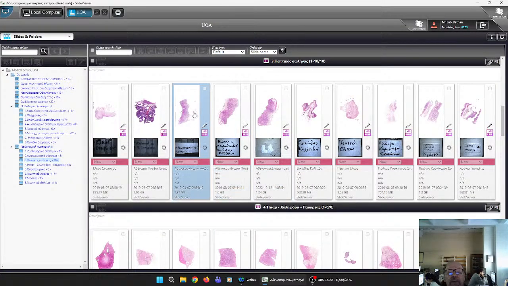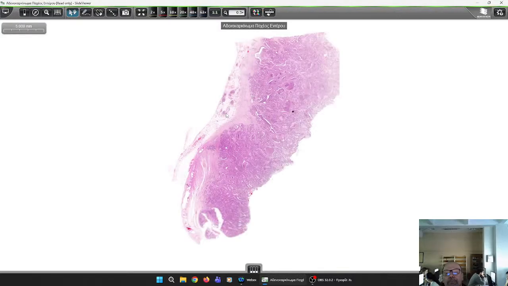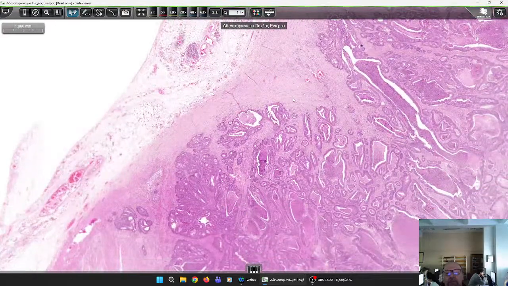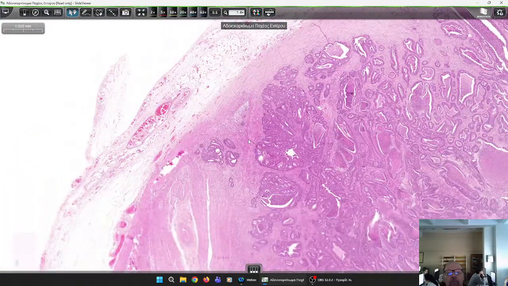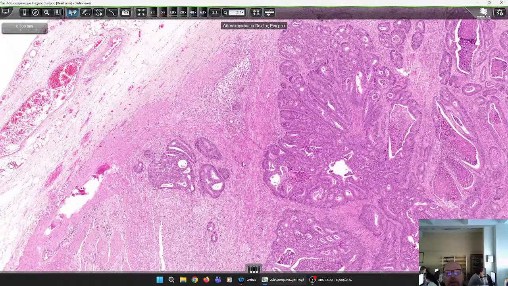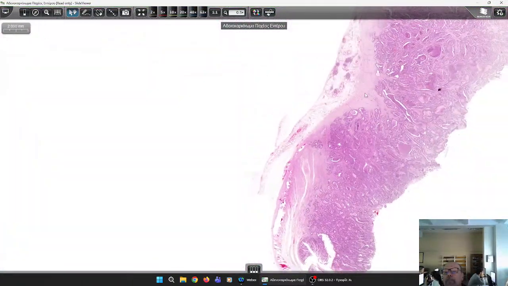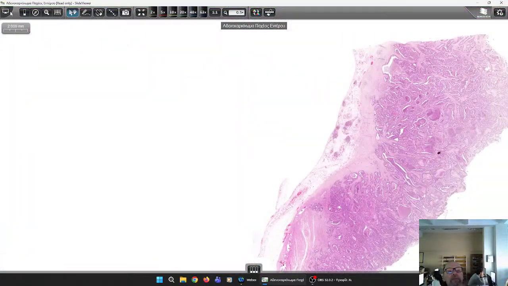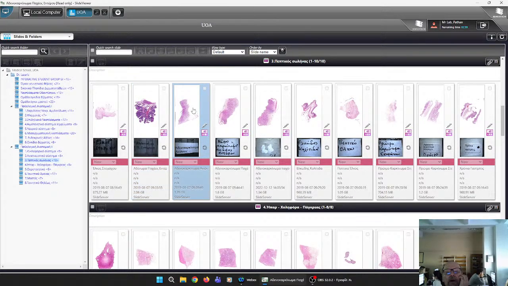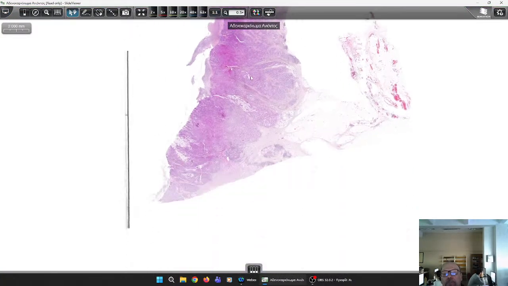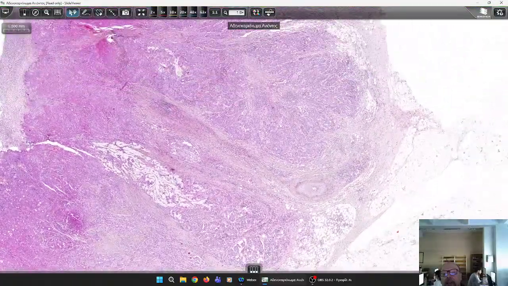In the other section, this one, I think it's the same. You see invasion of the muscular layer of the wall, it's the same. This one, however, is different, I think. Yeah, truly. How can you grade this tumor?